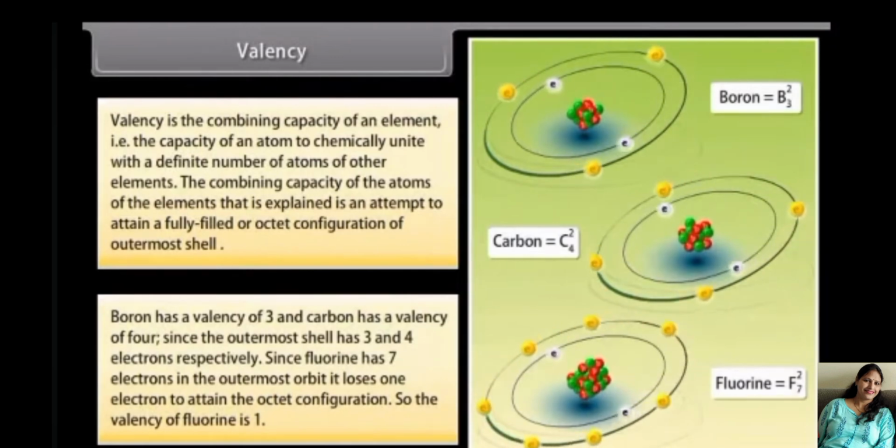Boron has a valency of 3 and carbon has a valency of 4, since the outermost shell has 3 and 4 electrons respectively. Since fluorine has 7 electrons in the outermost orbit, it gains 1 electron to attain the octet configuration. So, the valency of fluorine is 1. I hope it is clear to you.